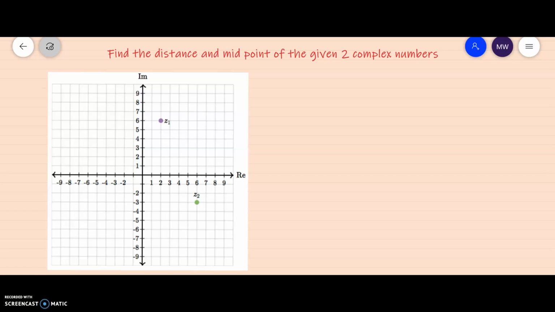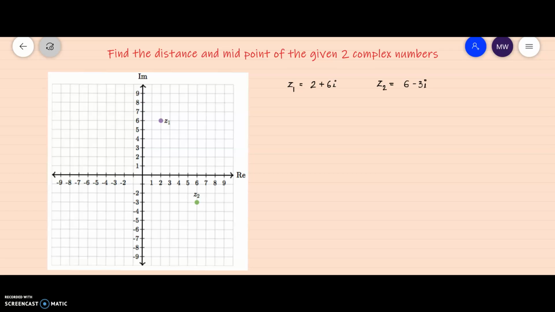So first of all, let's write out what are the coordinates for z1 and z2. To find the coordinates of z1, we go from the 0, we go to the right first, we have positive 2, and then we go up, we have positive 6. So we have 2 plus 6i. The 6 is i because it's on the imaginary axis. And the coordinates for z2 will become, we go to the right first, which is 6, and we go down, which is negative 3. So we have 6 minus 3i. So these are the coordinates of z1 and z2.